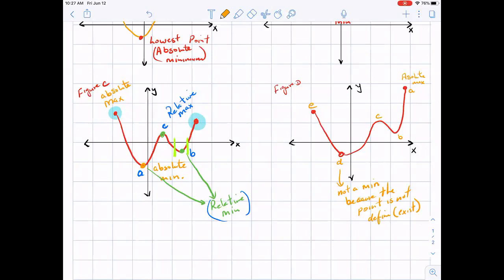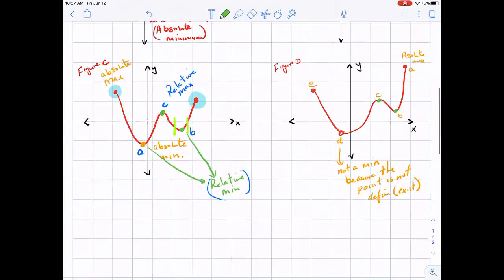Now, if we look at the point C and the point B, are there surrounding points about those points? Let's look at them individually. This point here, since it's low, will be a relative min. This here will be a relative max. Once again, because I can look to the left of it and I can look to the right of it.